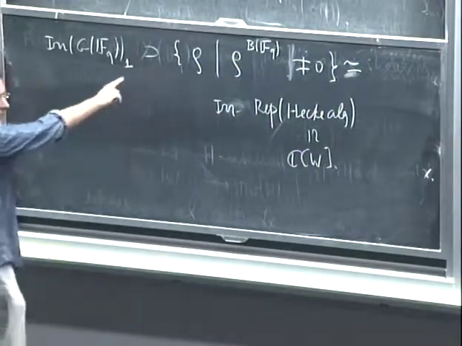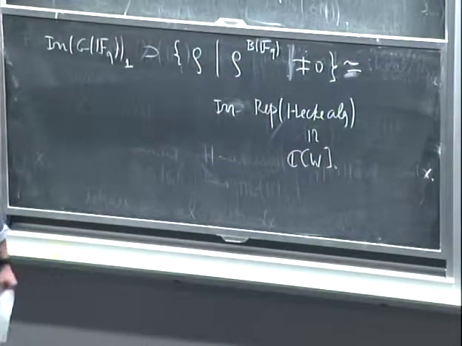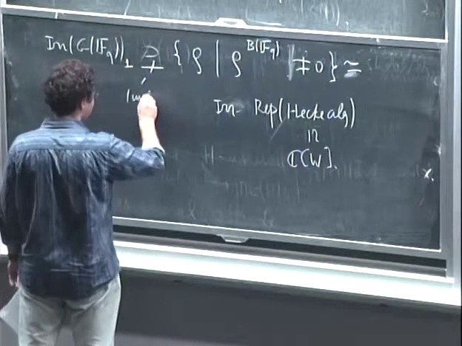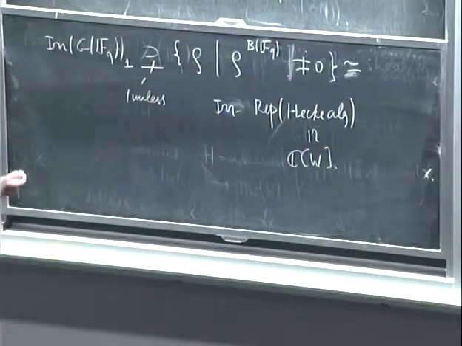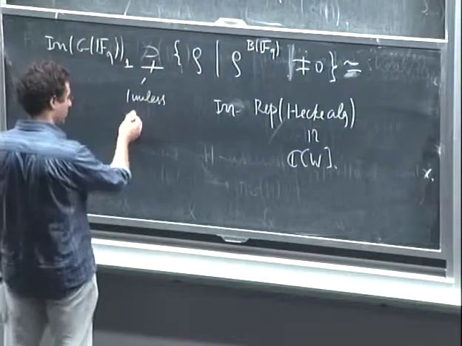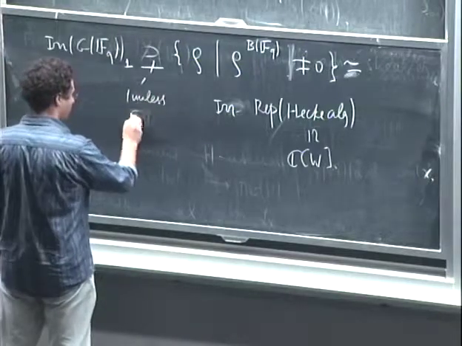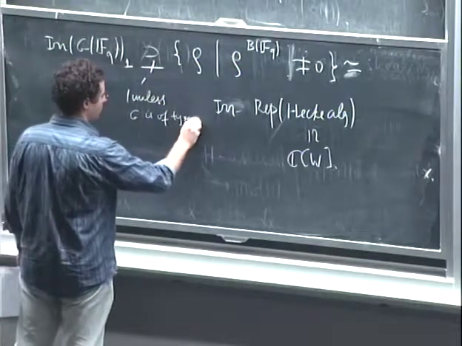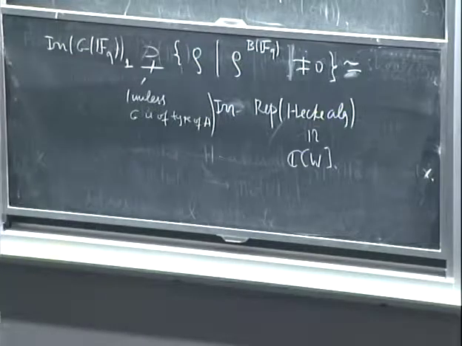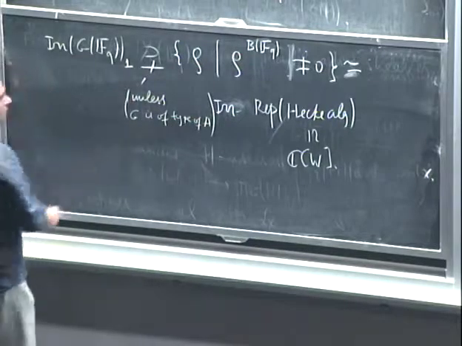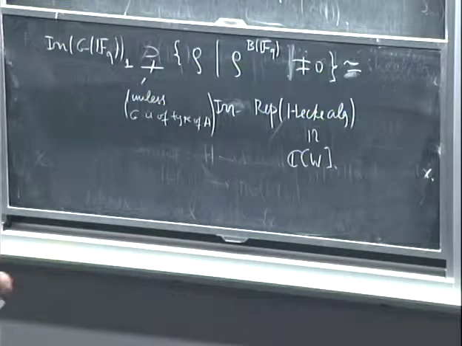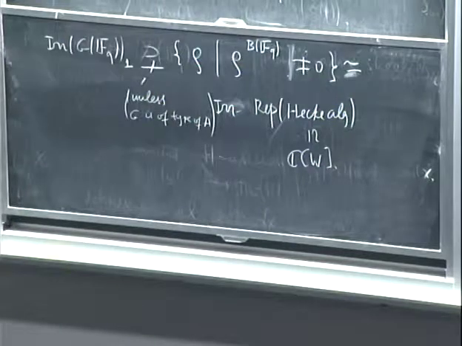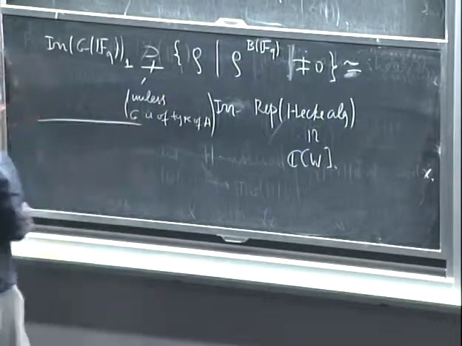But this inclusion, so this is actually an equality in type A for GL_N, but it's not an equality in general, unless G is of type A. Maybe there are other groups where it is an equality, which are not of type A, but in general there are other irreducible representations which are unipotent.